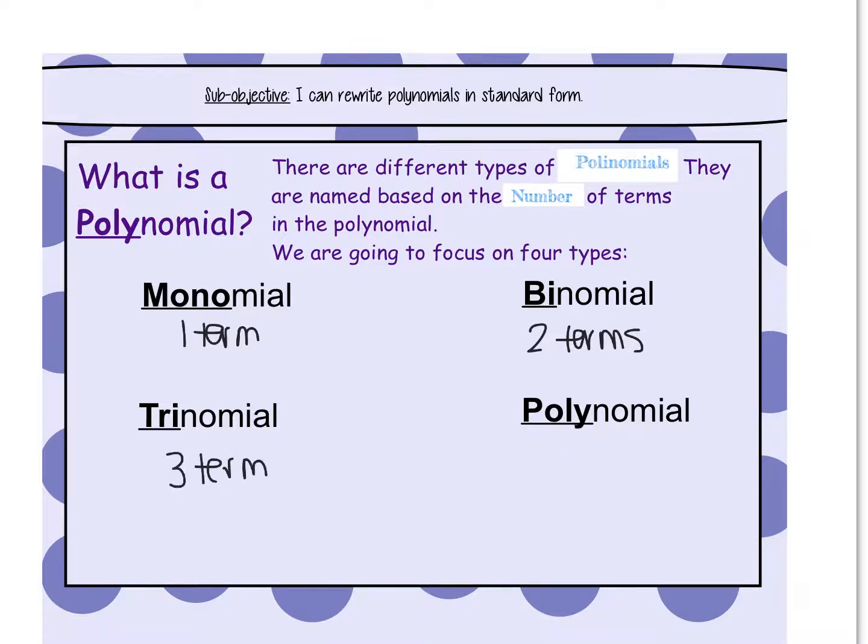And then a polynomial is actually any of those. But we generally refer to, if it has two terms, we call it a binomial. If it has three terms, we call it a trinomial. So we usually say a polynomial for something that has 4+ terms.